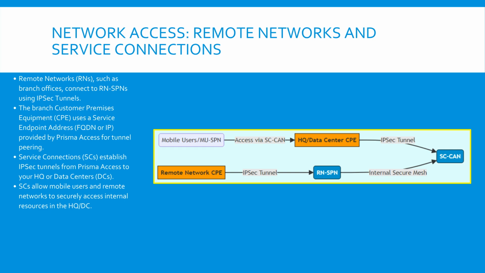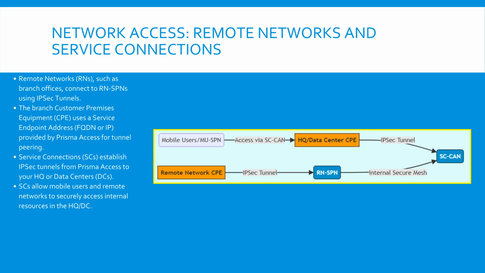The remote network CPE initiates an IPsec tunnel to the RNSPN. Simultaneously, the HQ or data center CPE connects to the SCCAN, also via IPsec tunnels. Once connected, the internal cloud architecture creates a secure mesh, linking the RNSPN and SCCANs. Critically, mobile users, represented here as coming from an MUSPN from slide 3, can now securely access the internal HQ data center resources through the SCCAN. This ensures full connectivity and consistent security enforcement across the entire distributed network environment, simplifying route management for the organization.